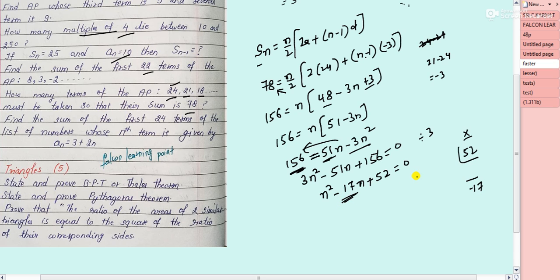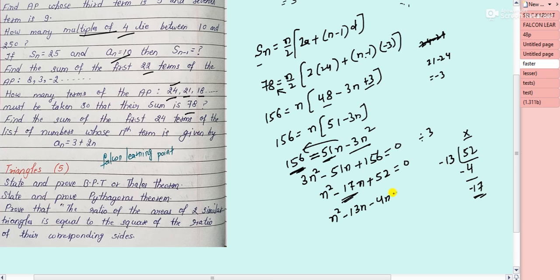So we have 13 fours are 52, right? But we need this in plus and this in minus. So what should we do? Yeah, we can keep both of them minus. So minus minus is minus 17, and minus into minus plus 52. Okay, so that's all. Now substitute.